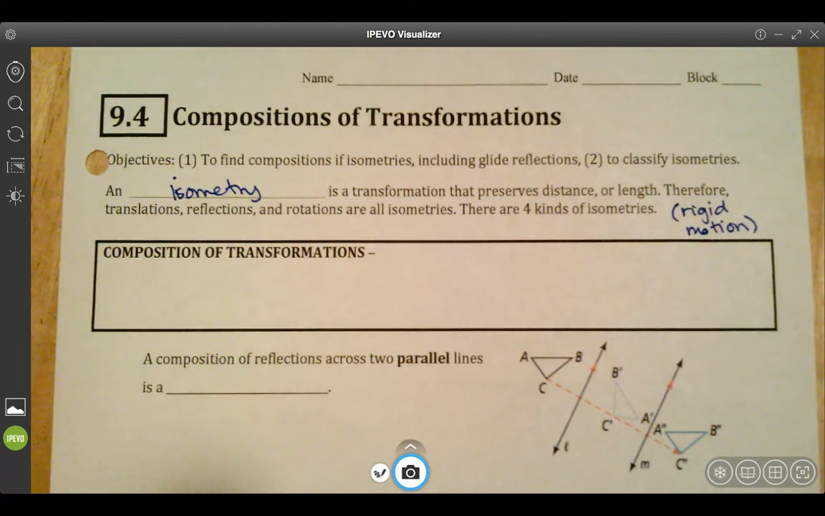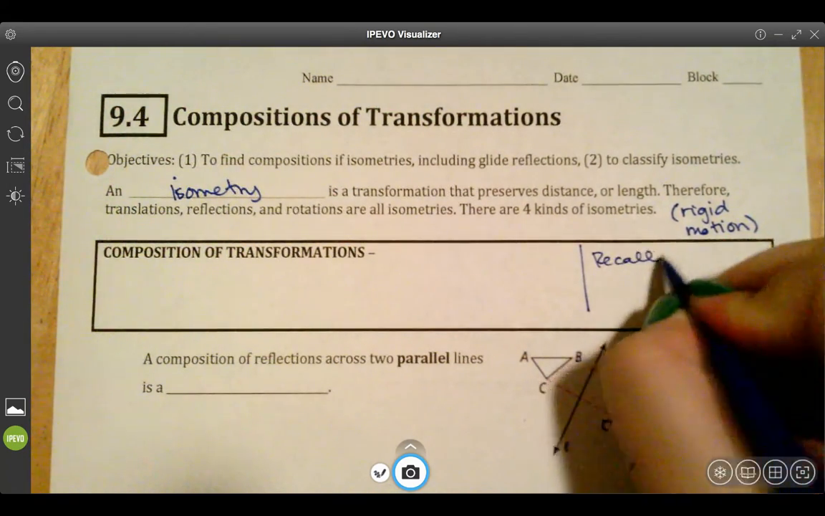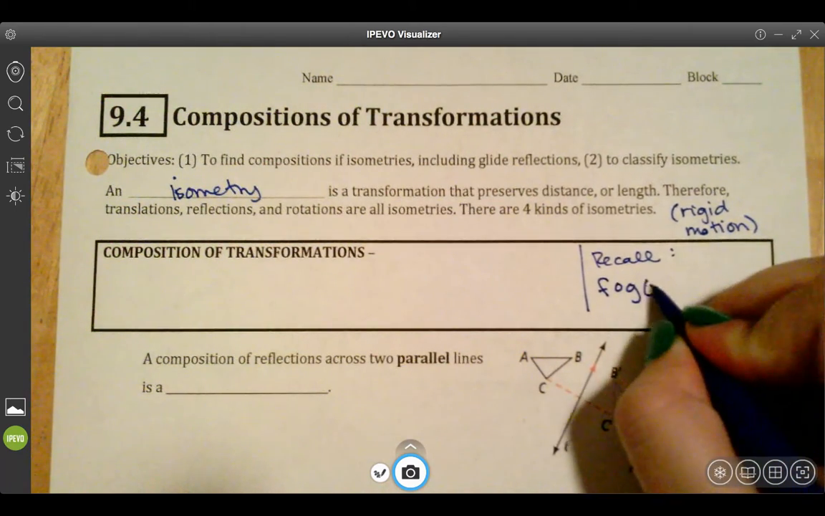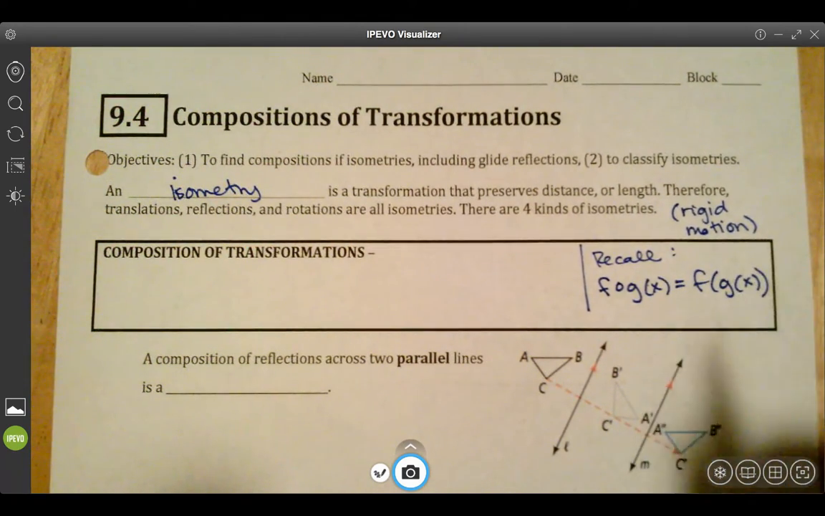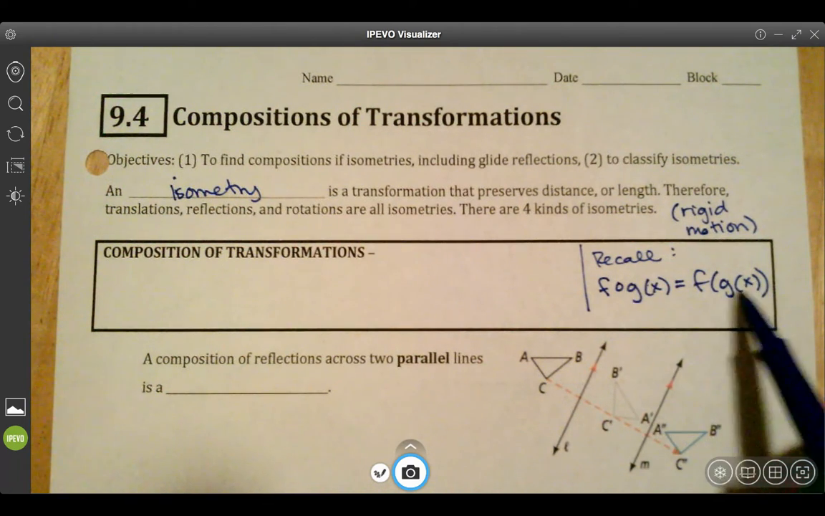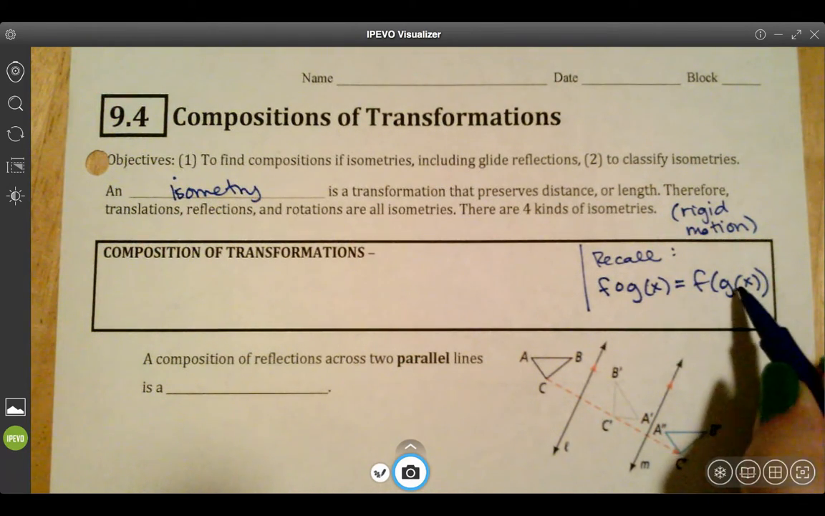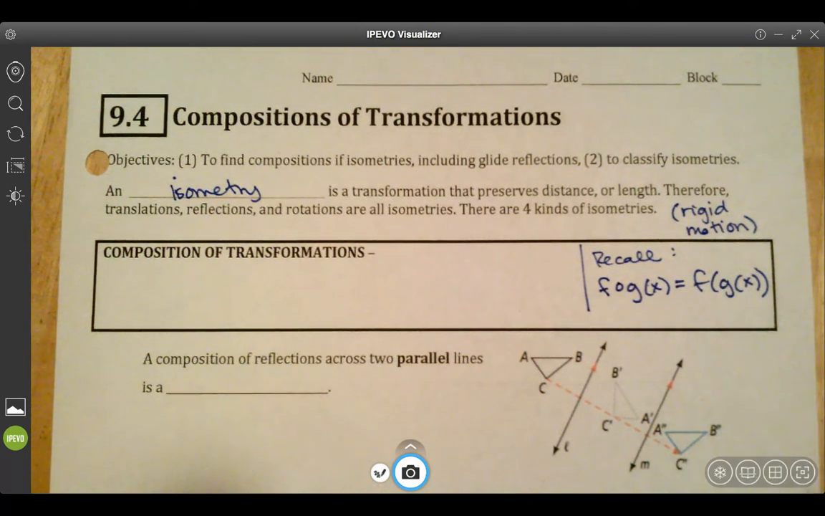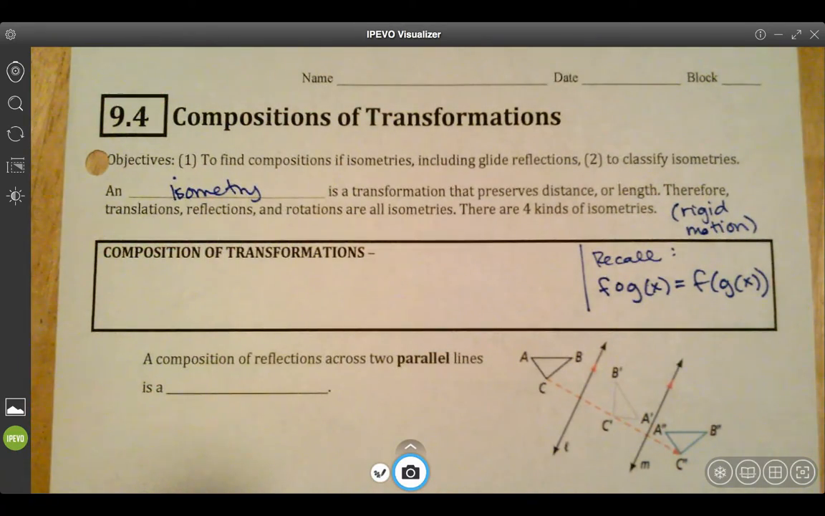So what does it mean to compose transformations? Well, recall in algebra, we had function compositions where we had f composed with g of x, for example, which we would say f of g of x. And what that meant is that we had two functions. We would perform one function, the one on the inside, and then we would immediately perform a second function. For example, I might say x plus 2 and then x minus 7, and I would just do both of them in a row, and I would get one solution. Well, a composition of transformations means that I'm performing multiple transformations in a row.